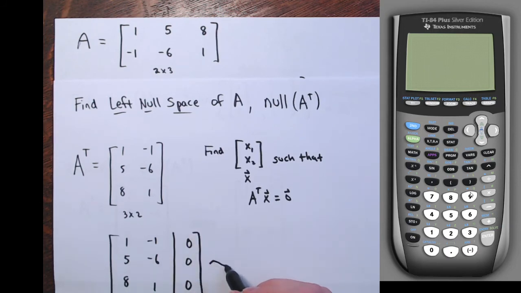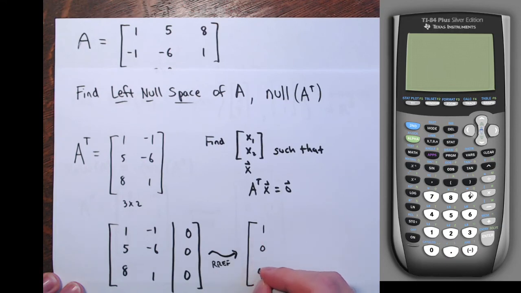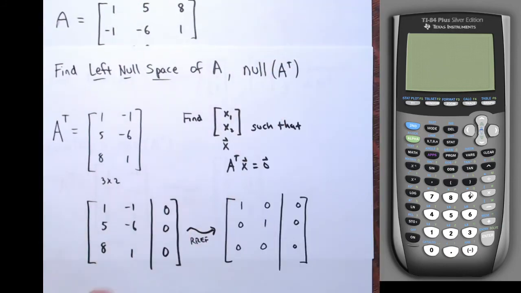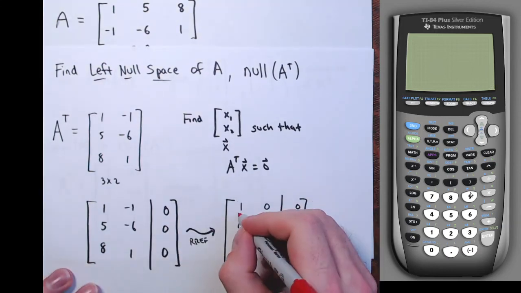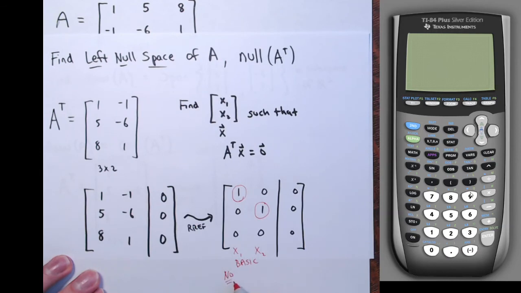And I've basically already done this. I put this in reduced row echelon form already on the calculator. It would look like this. We saw this earlier. 1, 0, 0, 0, 1, 0, a little bar for the equal signs, and then 0, 0, 0. And you see how there are no free variables this time? The first column and second column are pivots, so x1 and x2 are basic, and there are no free variables, no non-pivot columns.